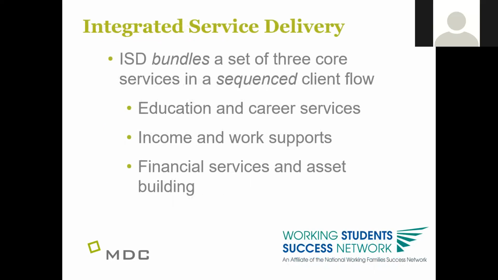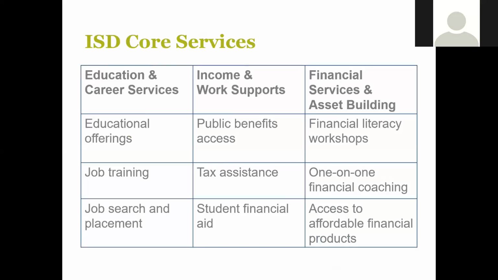Under the integrated services delivery approach, individuals receive a coordinated set of 3 core services or pillars: education and career development and services, income and work supports, and financial education services and connection to asset building. Within each core service area are a host of academic and non-academic support services that help students stay in school and increase their financial stability. These might include job training, tax assistance, or access to affordable financial products that they may not have been aware of.